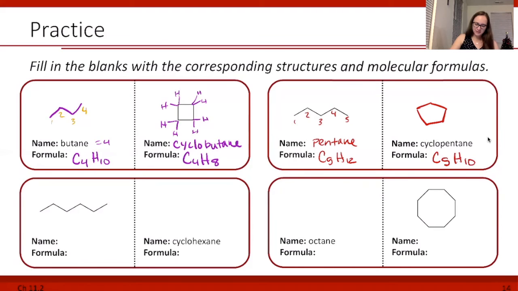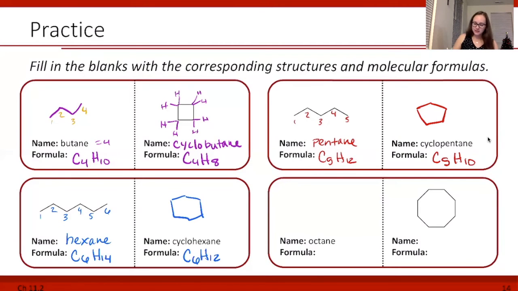Okay, and our next one is, let's count our carbons, 1, 2, 3, 4, 5, 6. This is hexane. Chemical formula C6H14. We now have cyclohexane as our name, so we need to have a hexagon. Earlier when I said you were going to be drawing a lot of hexagons, this is where it starts. Just letting you guys know. C6H12 is the answer there.